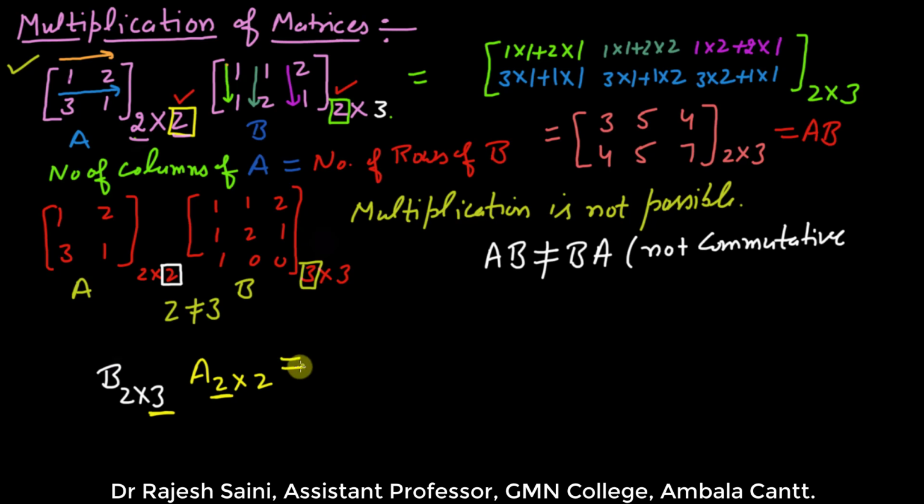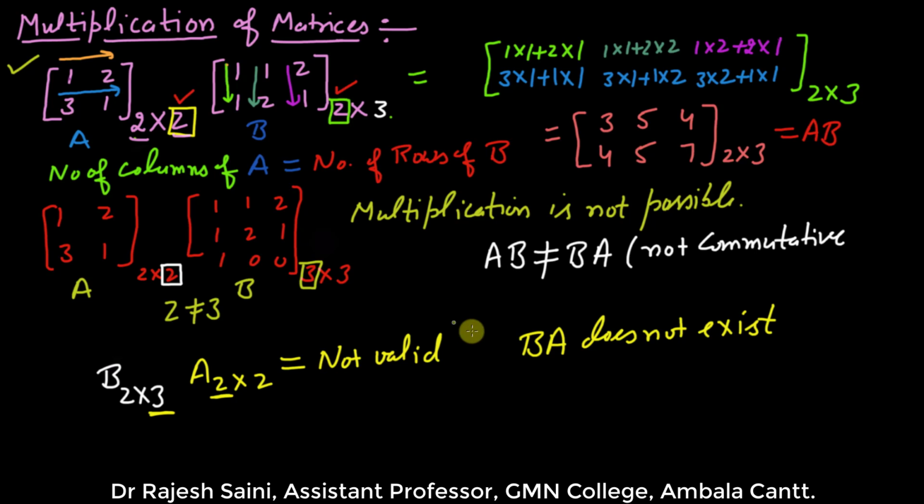In this case, this product, when you place B first and A second, this multiplication is not valid, because the number of columns in B is not equal to the number of rows in A. So BA does not exist. Okay, so similarly you can do other examples also.